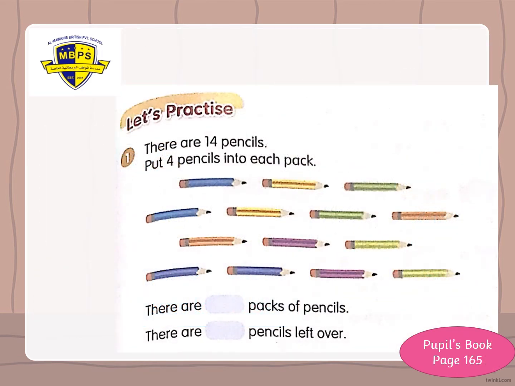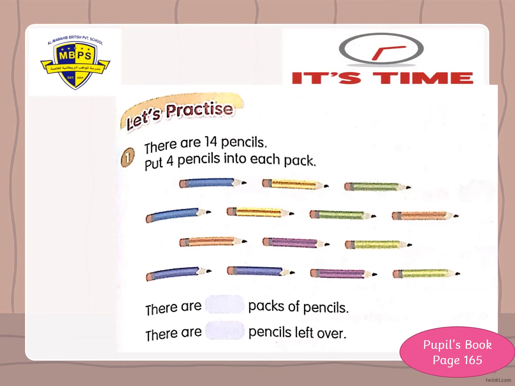It's time to practice grade 1. You can follow these questions from your pupils book page 165. Now let's read the question and find the answer. There are 14 pencils. Put 4 pencils into each pack. So grade 1, here you are going to use sharing or grouping. Very good. You are going to use grouping.